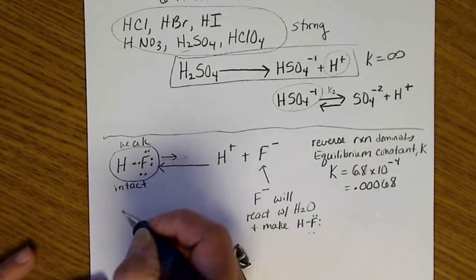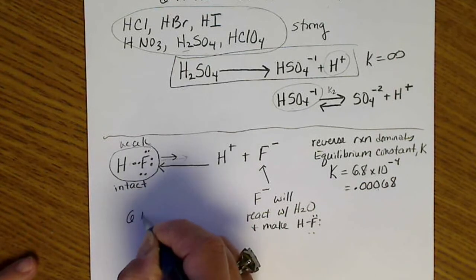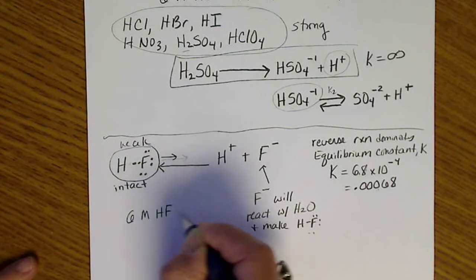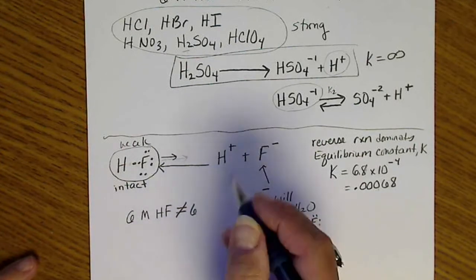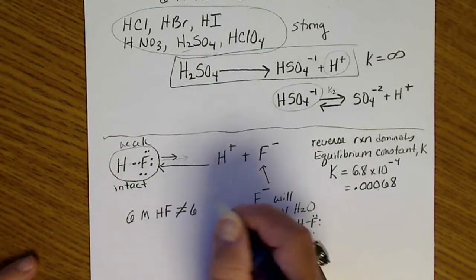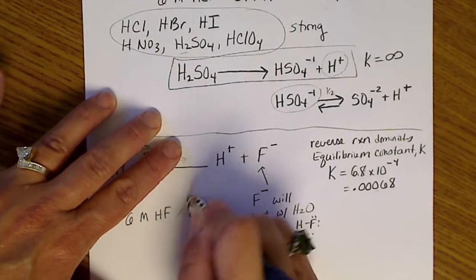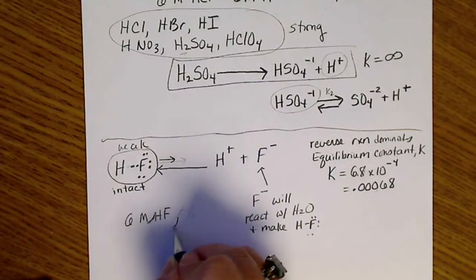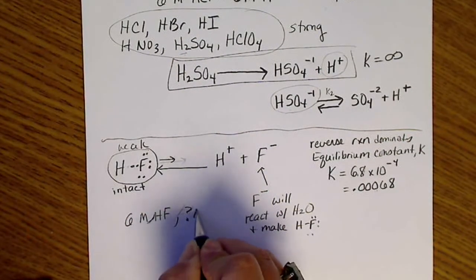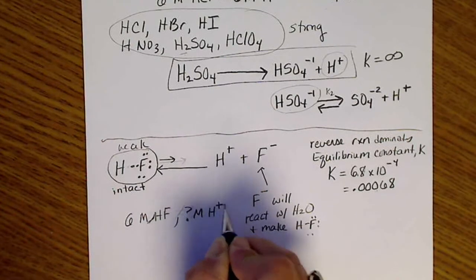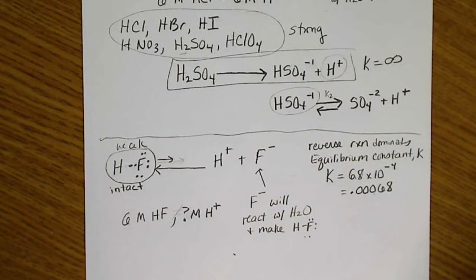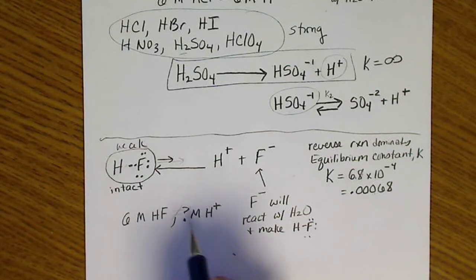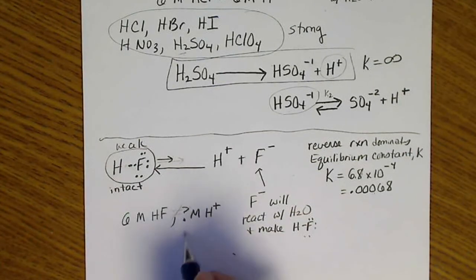More importantly, this means, for example, 6 molar HF is not equal to, well, I shouldn't say that, 6 molar HF, we don't know what the concentration of H plus is until we work with the equilibrium constant. So this value here is going to be less than 6 molar.